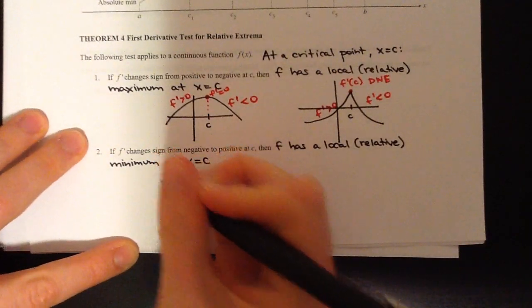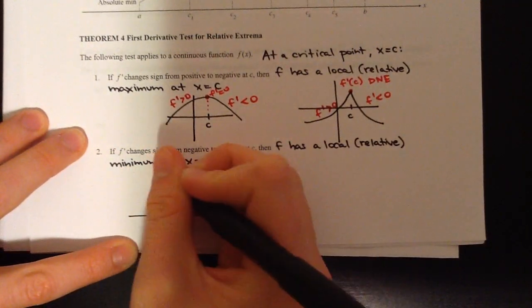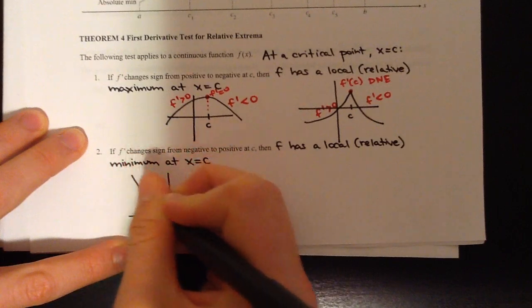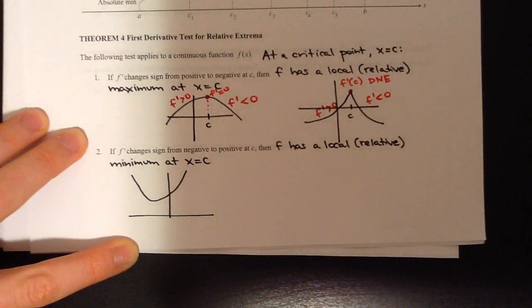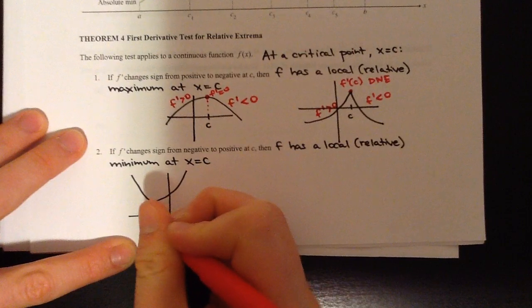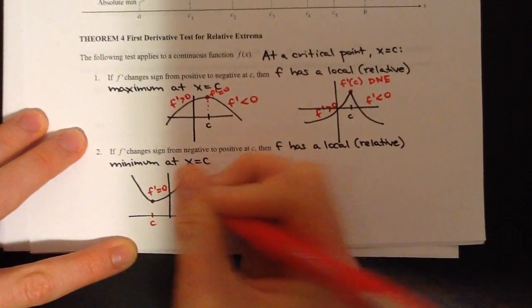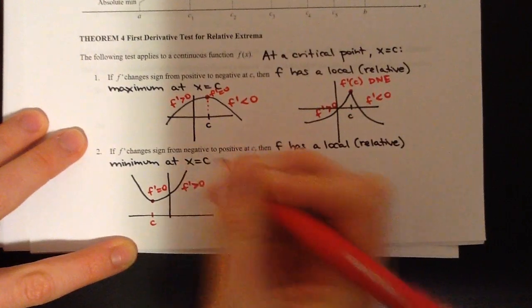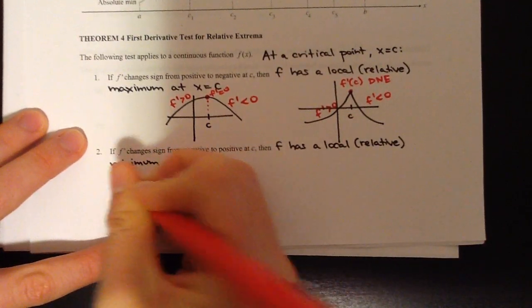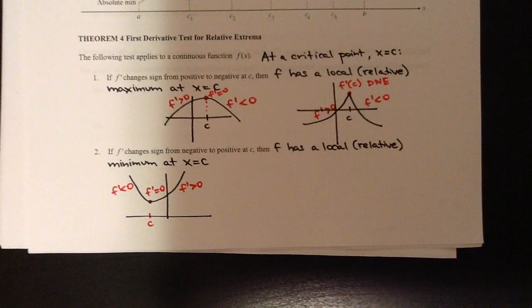So say I've got, same thing, just kind of your run-of-the-mill parabola. So here at C, right here, my derivative is equal to 0. Over here, my derivative is positive. Over here, my derivative is negative. That gives me a local min.